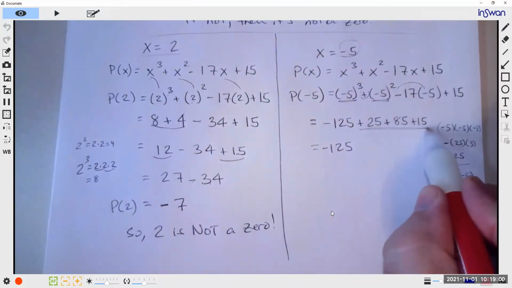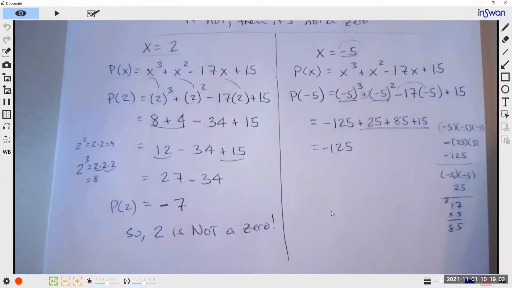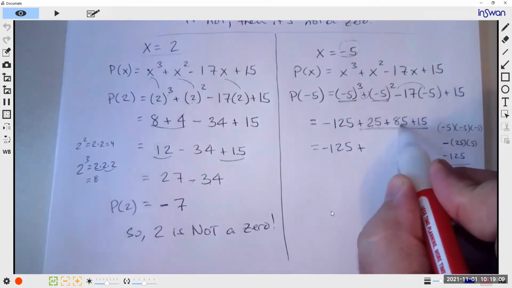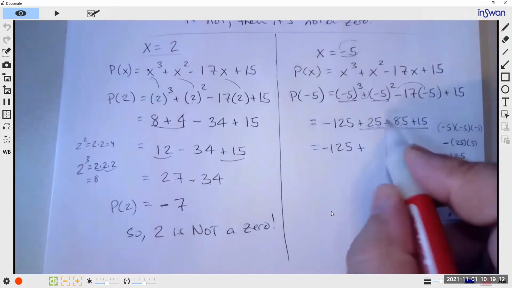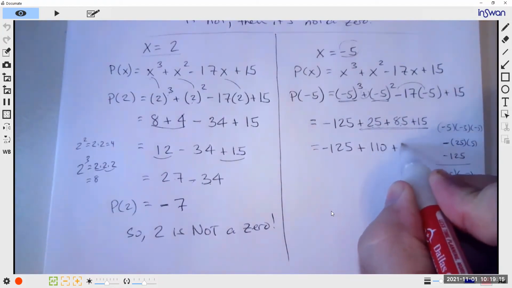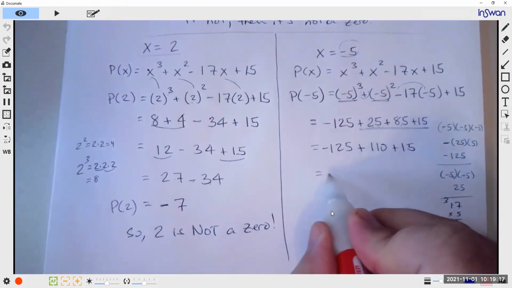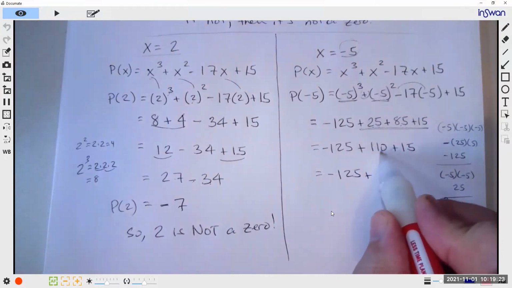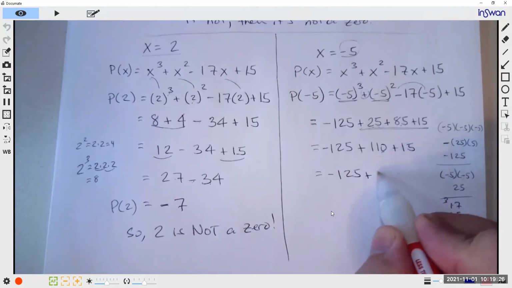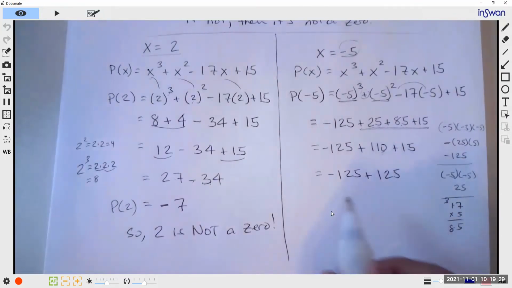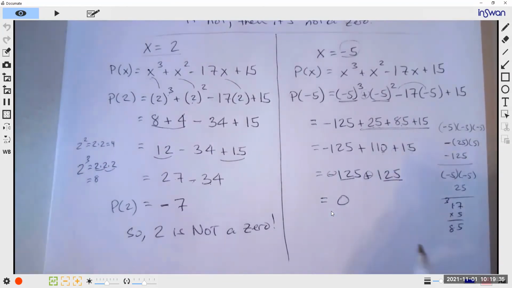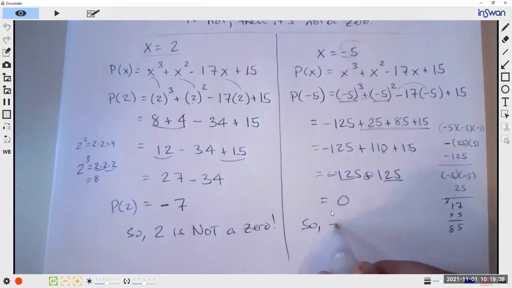So I'm going to add these numbers together. If they equal 125, I'm in business. Positive and positive is positive. 25 plus 85 is 110. Plus 15. Positive and positive is positive. 110 plus 15 is 125. They're the same number, but different signs, so they cancel. So negative 5 is a zero.